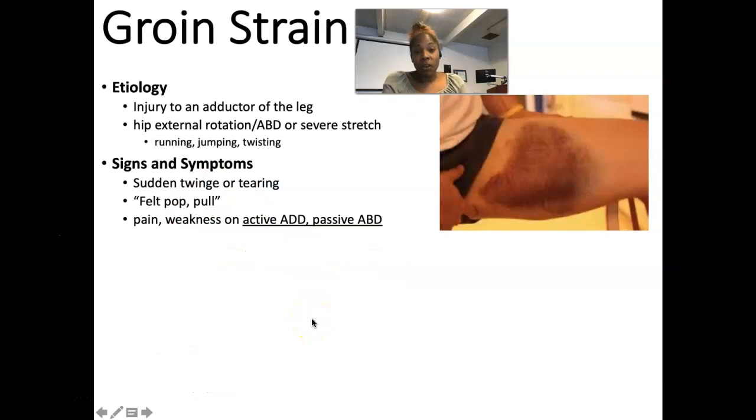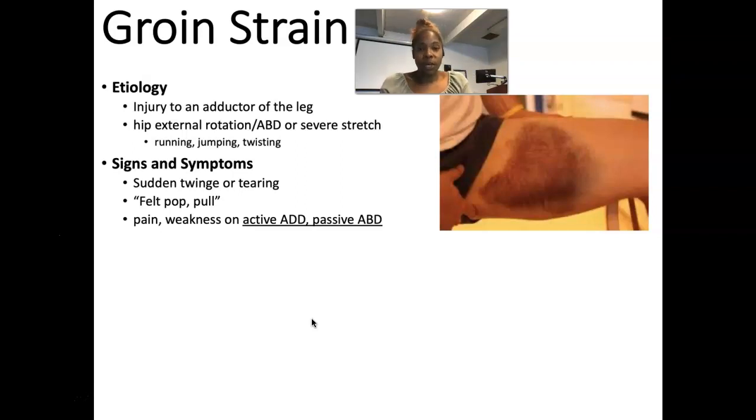Okay, groin strains are just like our hamstring strains, are just like our quadriceps strains. The only thing different is the etiology. The etiology is most often going to be a hyper-abduction moment coupled with external rotation. So a massive stretching moment, right? You guys could imagine that, right? If I swing my leg out and then kind of throw my foot in while my leg is out, I'm going to injure the groin region or the adductor region.